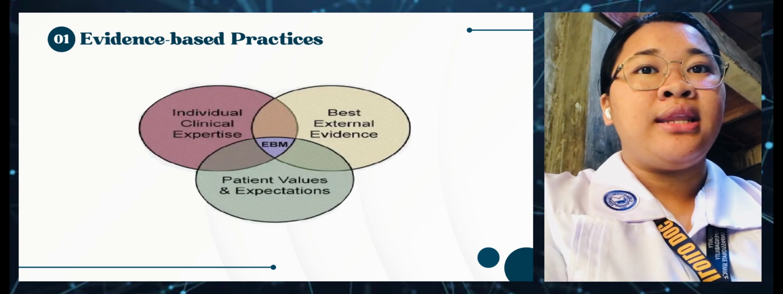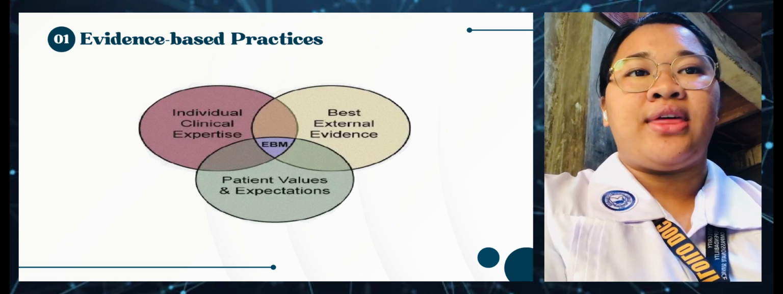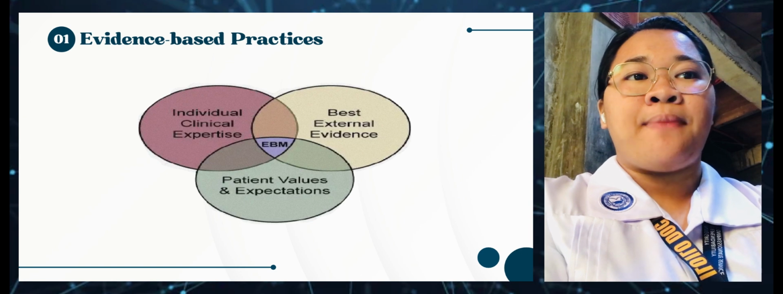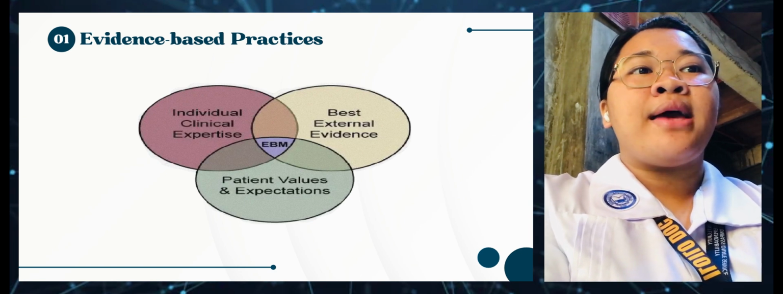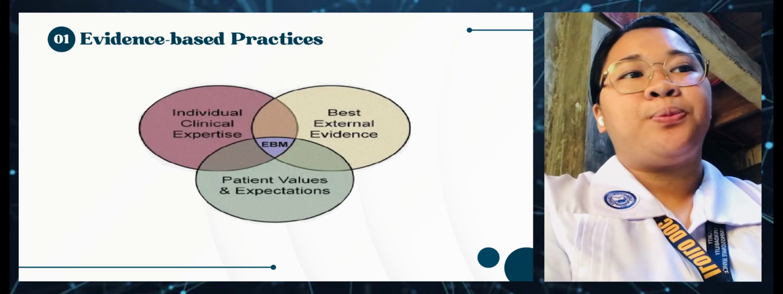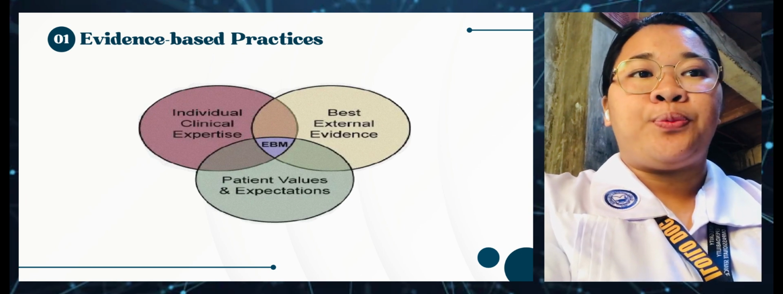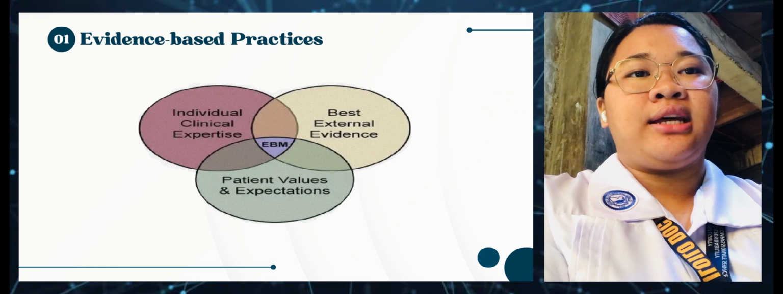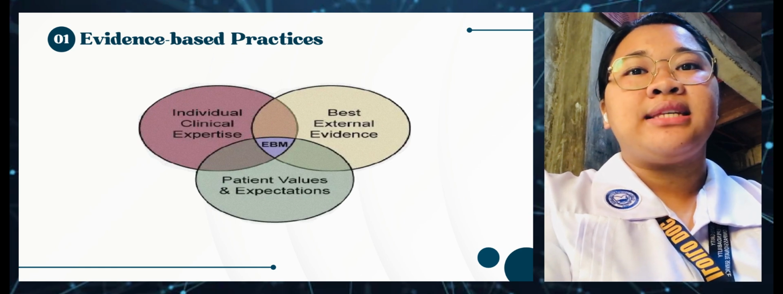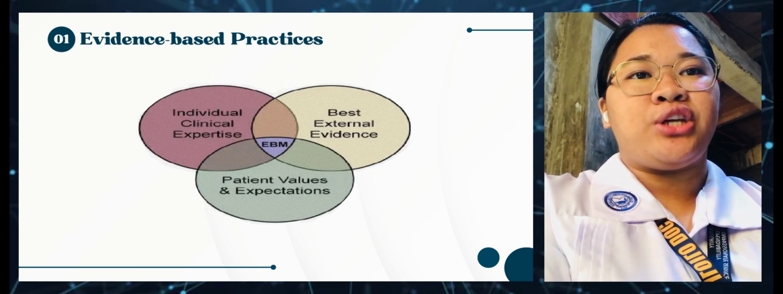And the second one is the best external evidence. It refers to the systematic reviews, randomized controlled trials, best practice, and clinical practice guidelines that support a change in a clinical practice. The last is the patient values and expectations.